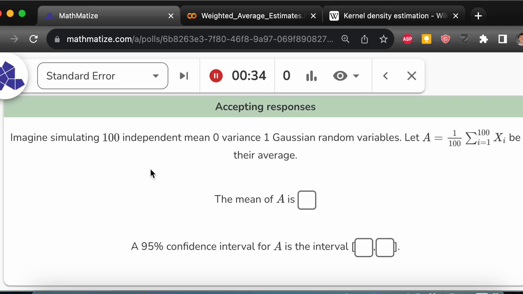Let A be the average of these. So add them all up, divide by 100. That's the average A. A itself is a random variable. So we have x1, x2 are all random variables, and A is a random variable. I'm asking you, what is the mean of A? What is A equal to on average? And please tell me a 95% confidence interval for A. So please give me an interval where you think there's a 95% chance that A will live in that interval.